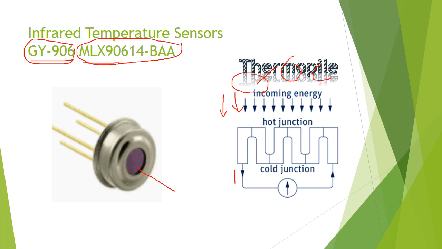The focusing lens will absorb more radiation, and that will develop more voltage. Now this voltage will be converted into a signal, as I have told you previously. The working voltage will again be the same, 3.3 volts to 5 volts, so it does not change much. That signal will come out, and then we have to readjust it.